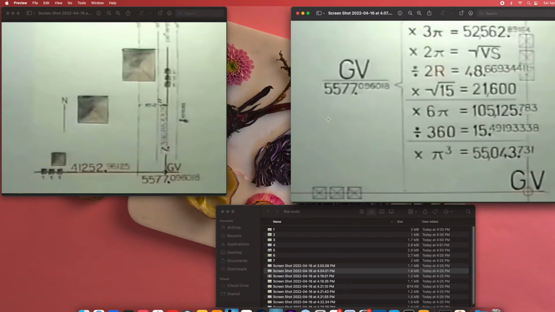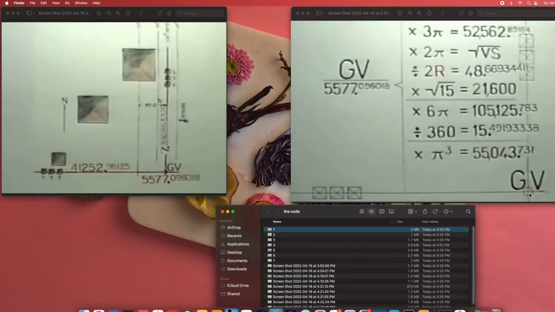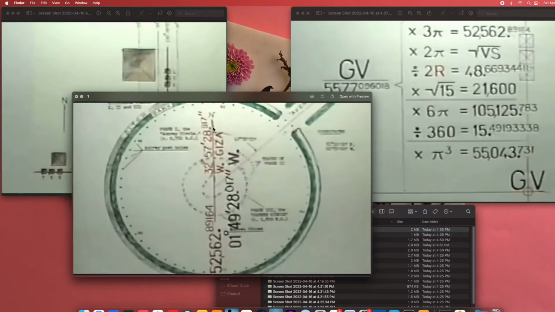So let's see the first example of this grid vector. Multiply it by 3 pi because it has 3 pyramids. Two sets of 3 pyramids showing us this grid vector point of 5577.09618. Multiply by 3 pi and you get the grid longitude of Stonehenge.